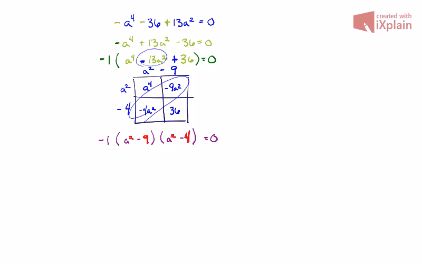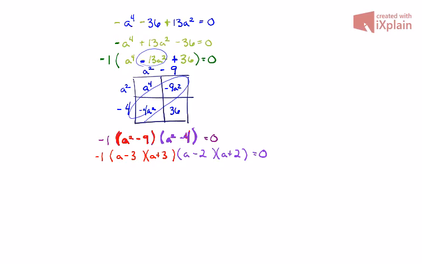In my first situation, this quantity of a squared minus 9 can split into a minus 3 times a plus 3. And in my other case, this quantity of a squared minus 4 can be split up into a minus 2 times a plus 2. And this is all equal to 0. If you need to use the box method in order to determine these binomials, please go ahead and do that. Feel free to stop the video and try it out to make sure that we're all on the same page.